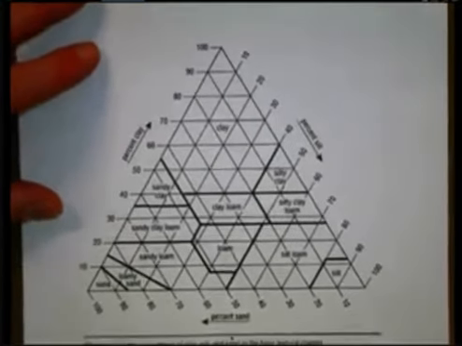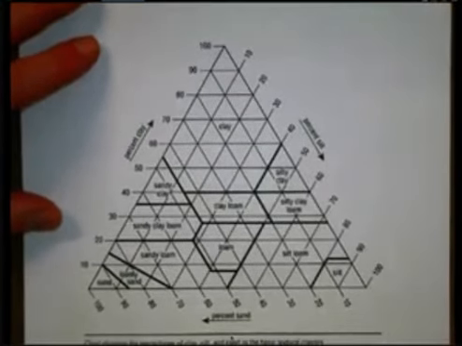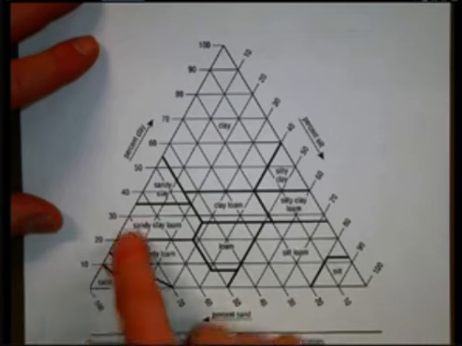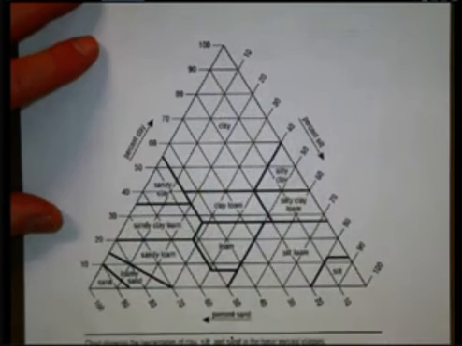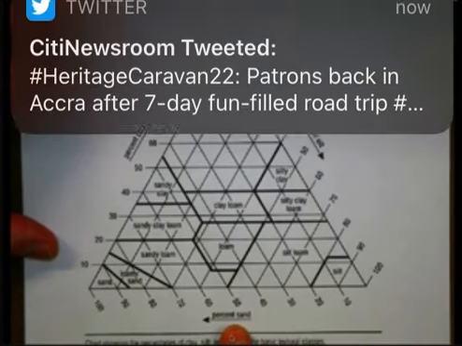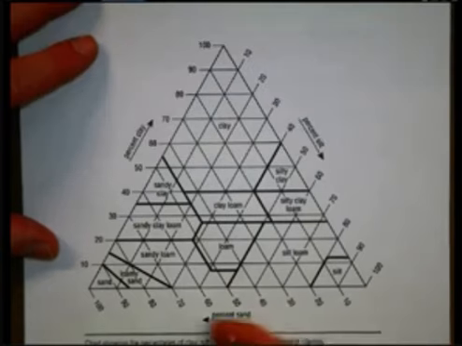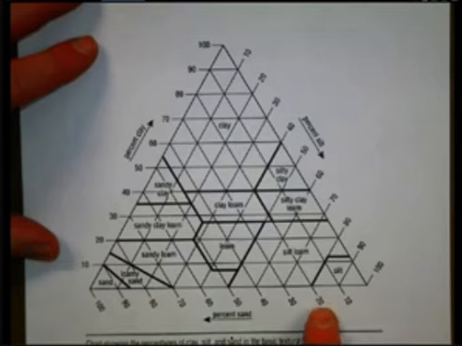This is a ternary diagram. You can see it has three axes that form a triangle. The bottom axis is the percent sand of that particular sample. It increases from right to left. So you'll see it goes 10%, 20%, up to 100.